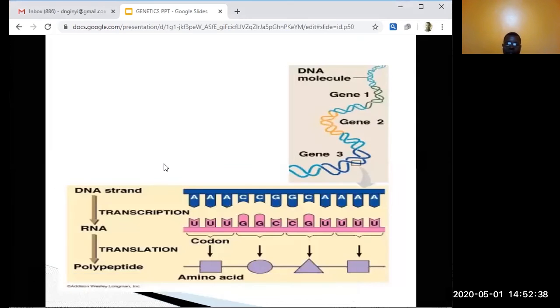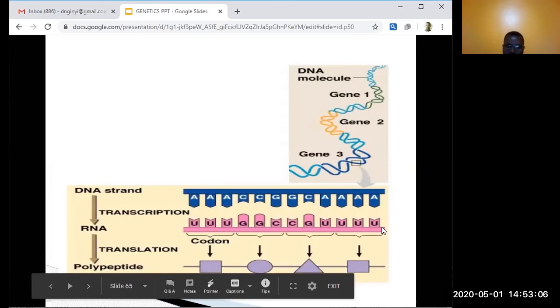So I think now from this slide we have the DNA combined. This one is a DNA molecule consisting of gene 1. There is gene 2, gene 3. Okay. Then DNA strand. This one. The coded information being copied onto a single strand of messenger RNA. This is what we call transcription.